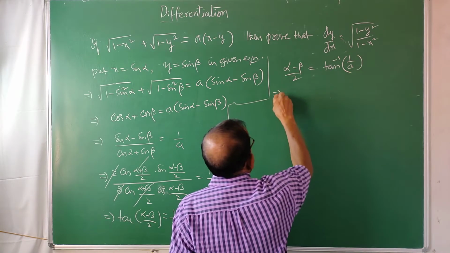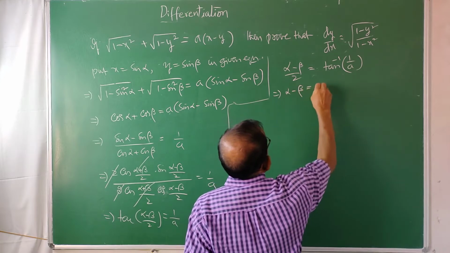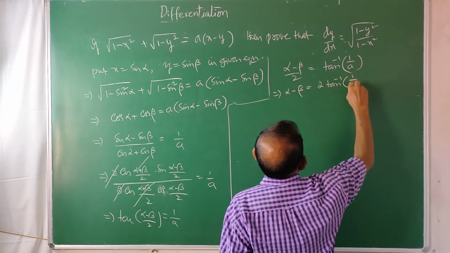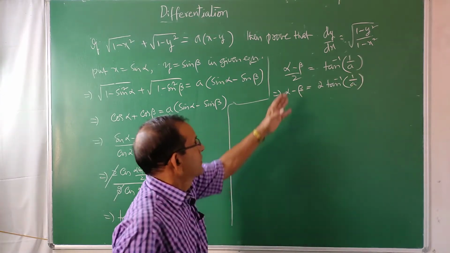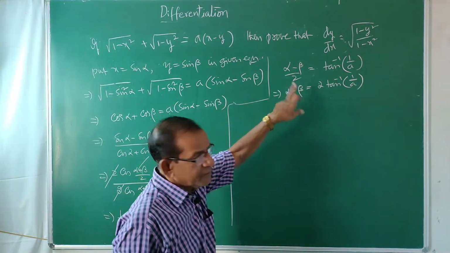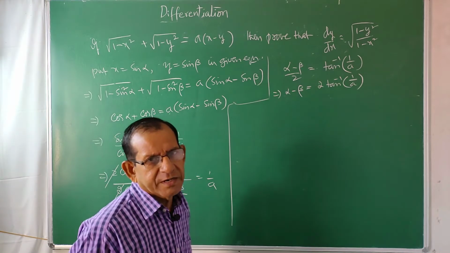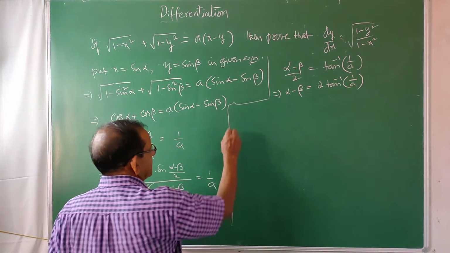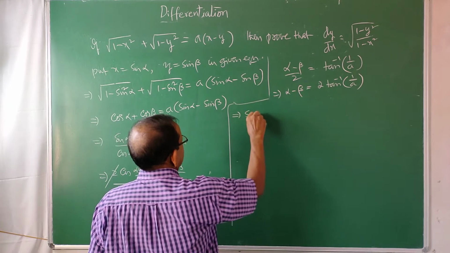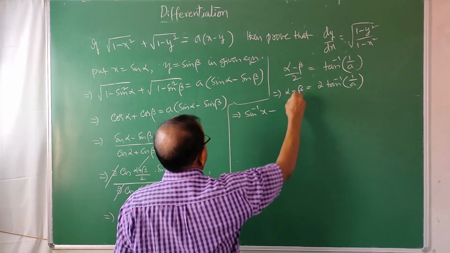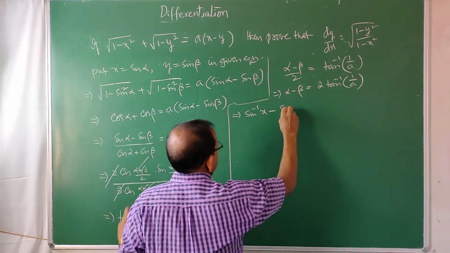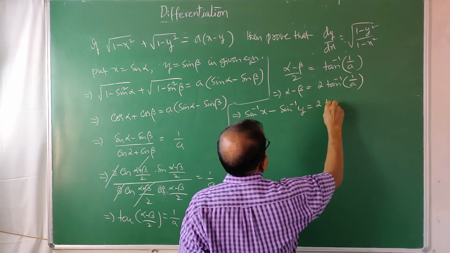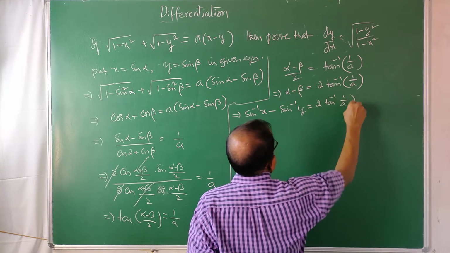That implies alpha minus beta is equal to 2 tan inverse 1 by a. You have taken cross multiplication. Now you have to substitute the values of alpha and beta. What is alpha from this? It is sin inverse x. That implies sin inverse x minus sin inverse y is equal to 2 tan inverse 1 by a.